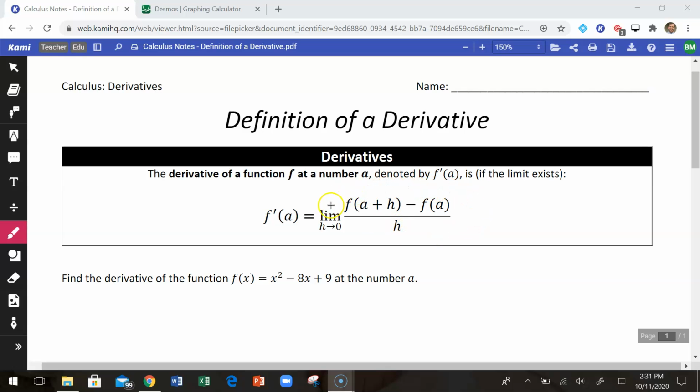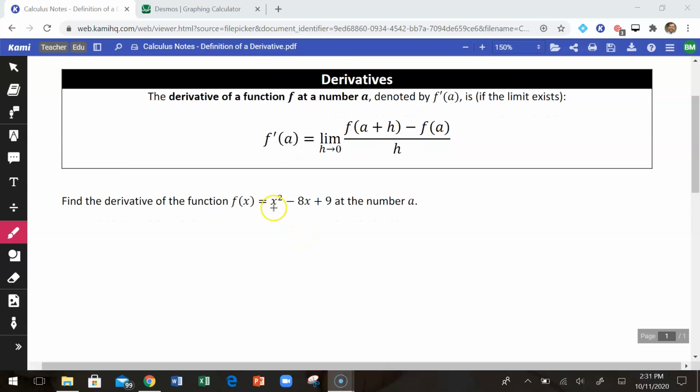So this is the formula that we use when dealing with tangent lines. What we are looking at is that we are simply going to take the function and find the derivative using this limit definition. Okay, so we have a function x squared minus 8x plus 9. I want to find the derivative of that function at some number a.